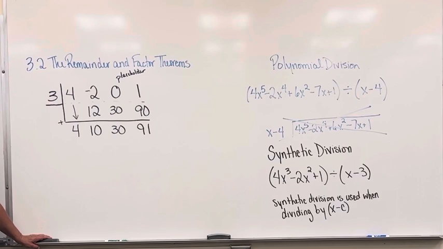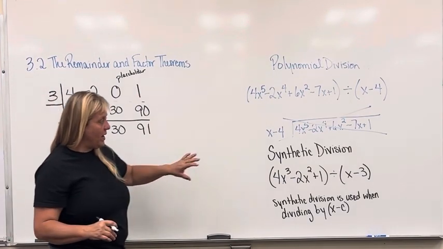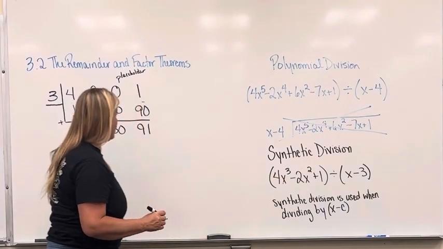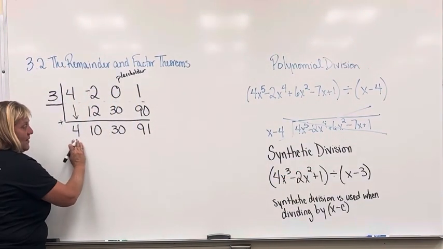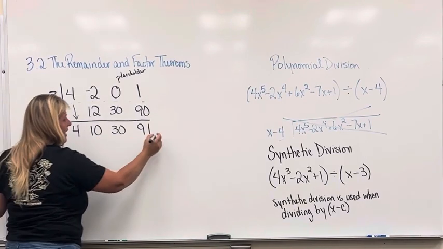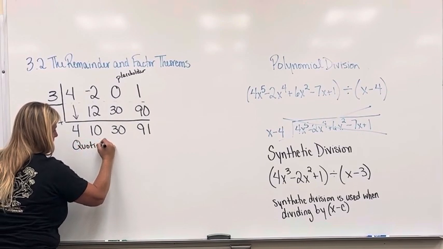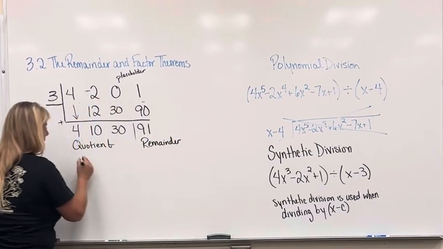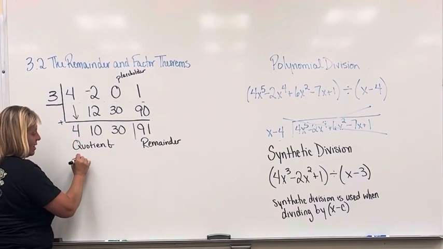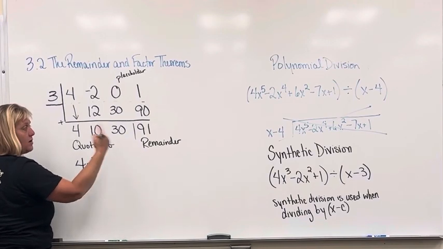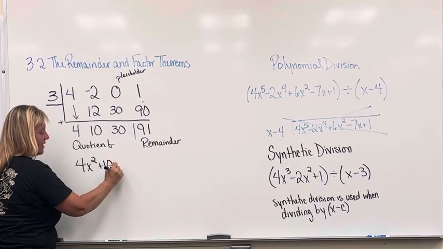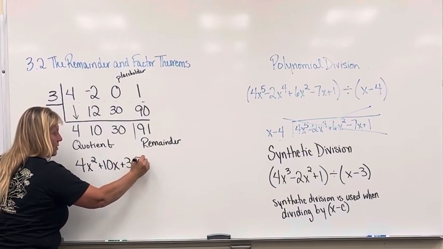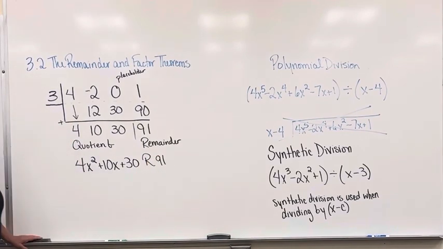So what we've done, essentially, is we have done the division problem. We've done this long division. It just doesn't look like it, because what we have is the answer, but without all of the x's. So what we need to do is reintroduce the x's back in here. And the answer is down here, okay? So this guy is the quotient. And this guy at the end is the remainder. So we're gonna lower our exponent by one. So this is now gonna be 4x squared. Okay, it was a cube, so now it's a squared. Plus 10x, and we're gonna cycle down, plus 30, remainder 91. Okay. All right, there we go.